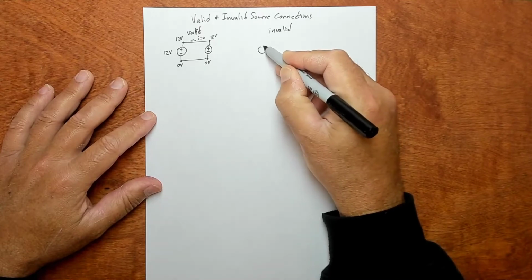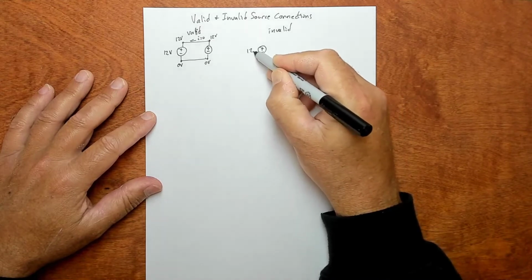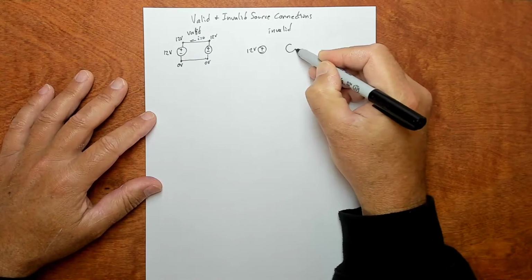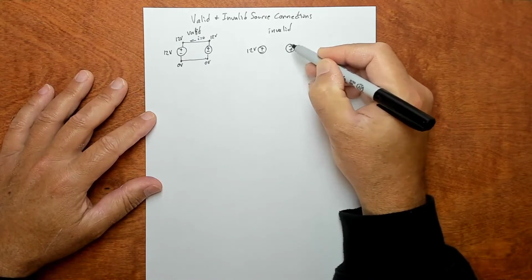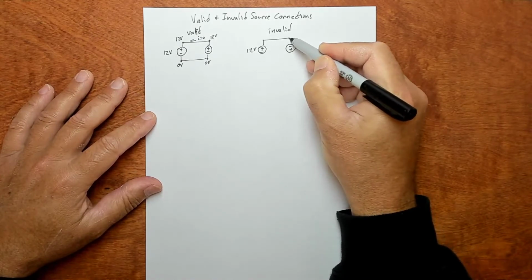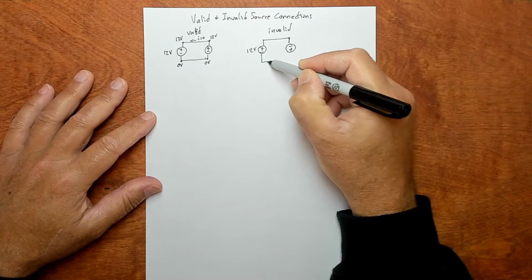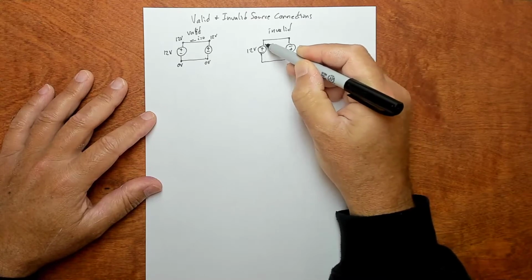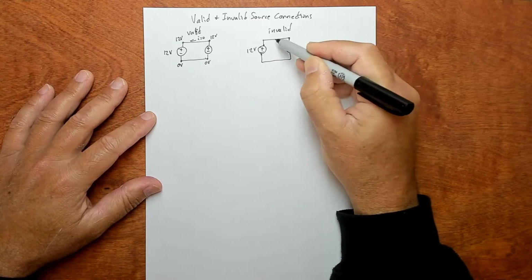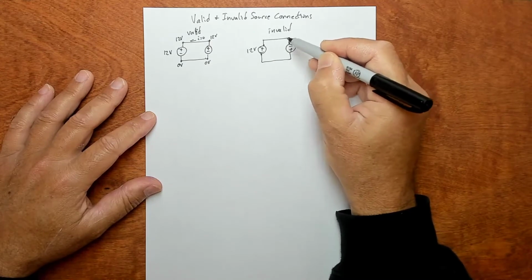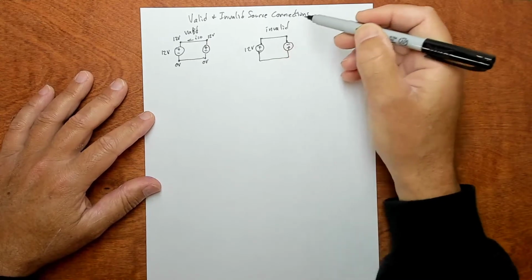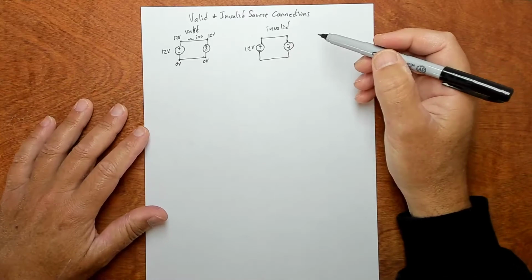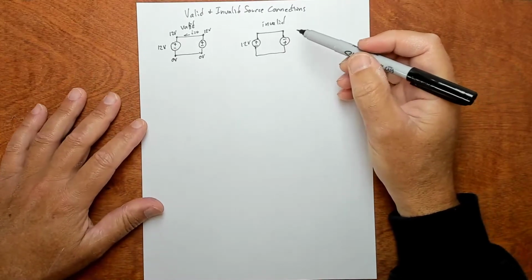But let's do an invalid one. Let's say we take our 12 volt source and we hook it up wrong. We go positive to negative and negative to positive, which, by the way, I've done. You could do it in some kinds of sources. It can be a really bad thing. It depends on the source.